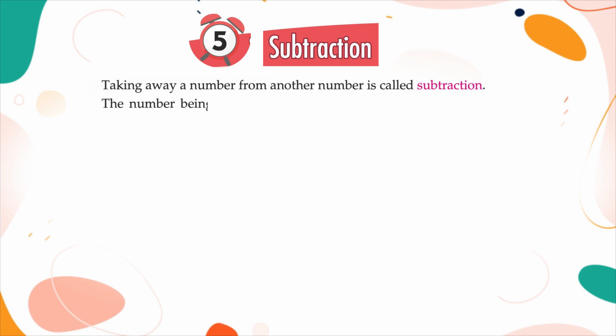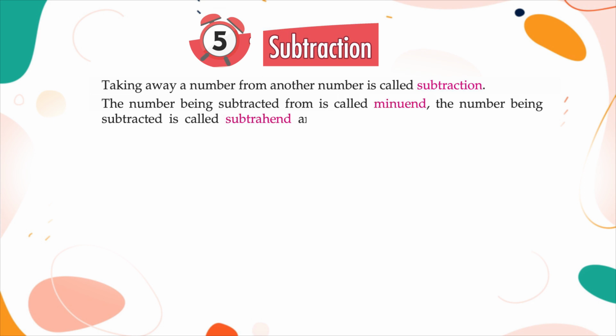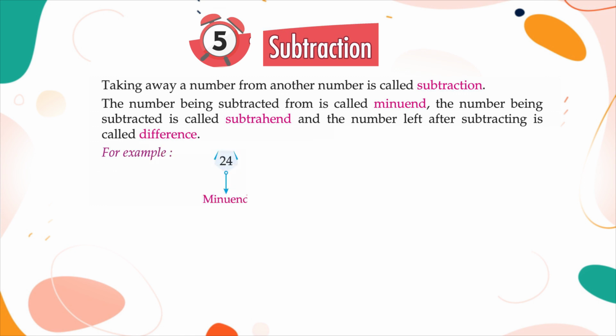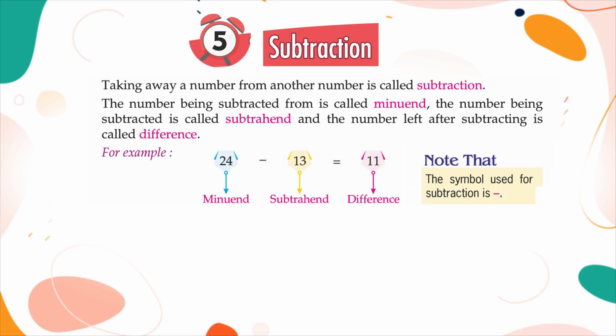The number being subtracted from is called minuend. The number being subtracted is called subtrahend. And the number left after subtracting is called difference. For example, 24 minuend minus 13 subtrahend is equal to 11 difference. Note that the symbol used for subtraction is hyphen minus.